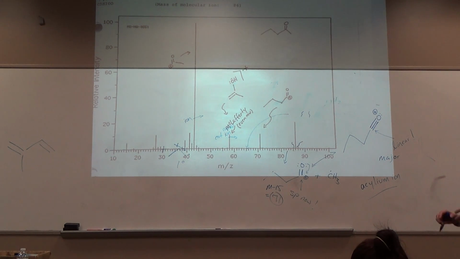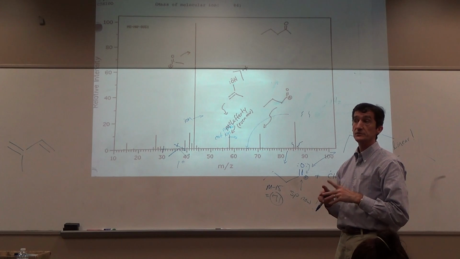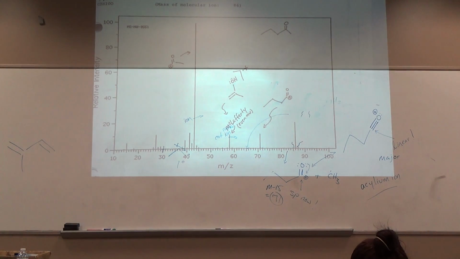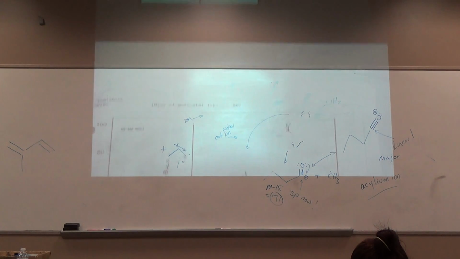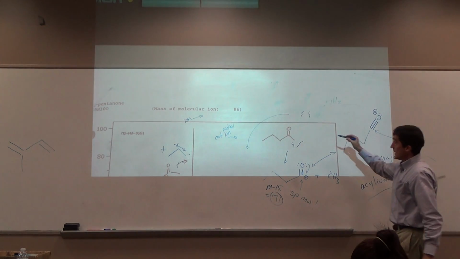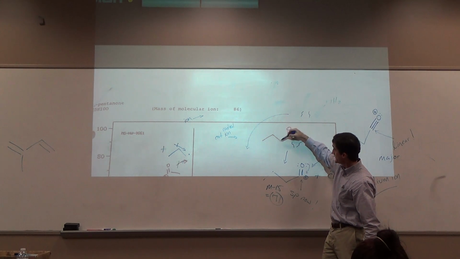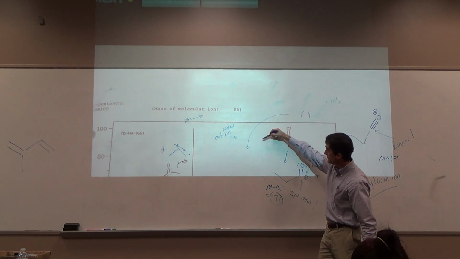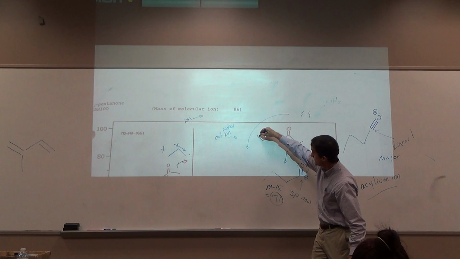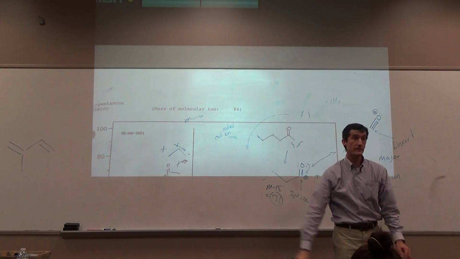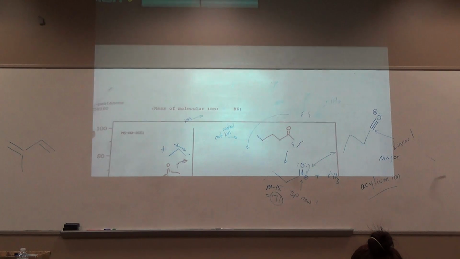One requirement for the McLafferty rearrangement to take place is you have to have a gamma hydrogen in your compound. The first carbon coming off from the ketone is called alpha. Second one's beta. Third one's gamma. And there is an H there. There's actually three there. So this compound has a gamma hydrogen. It can do the McLafferty.